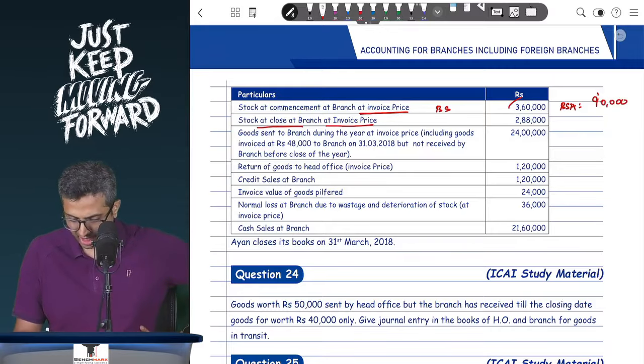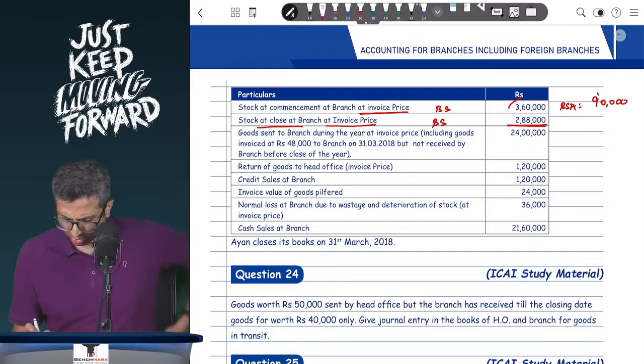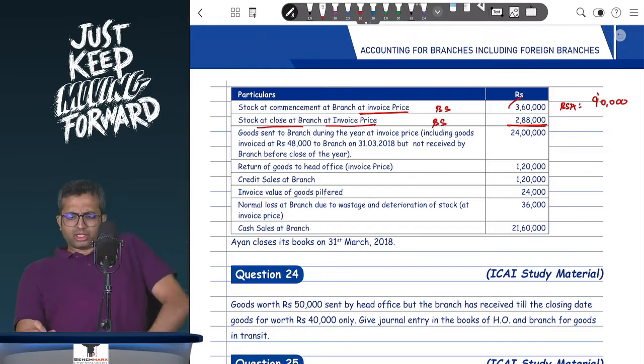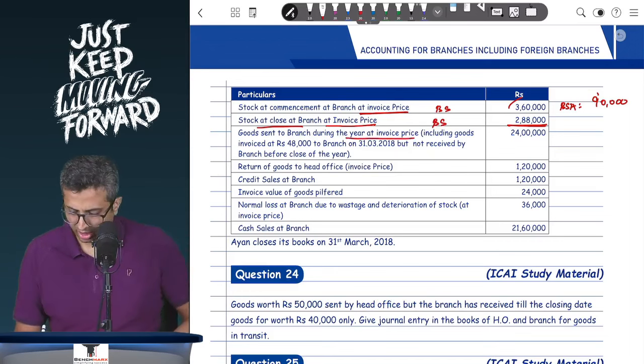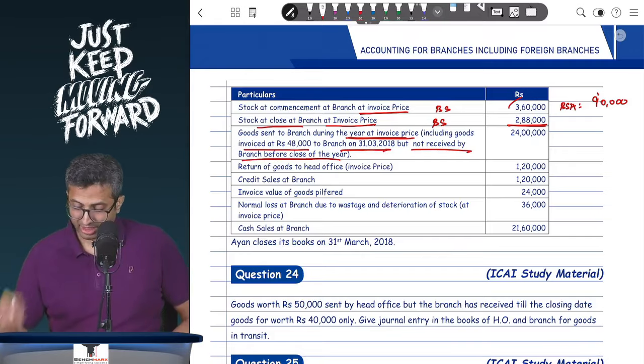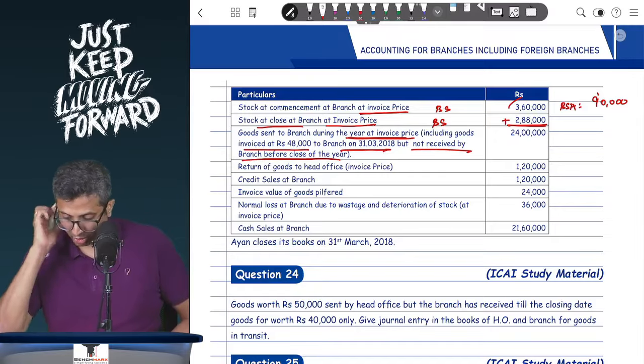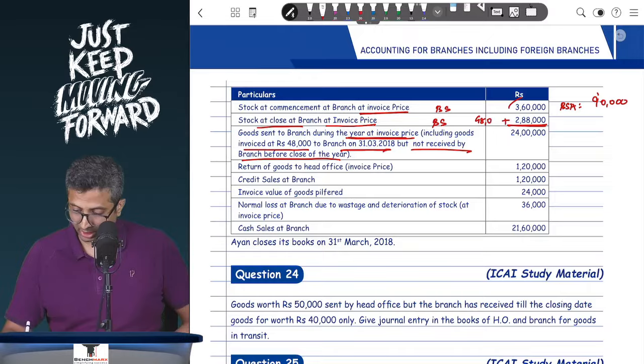Stock at close at invoice price is 2,88,000. This will also go to the branch stock account. Other than that, you will have goods sent to branch during the year at invoice price, including goods invoiced at 48,000 on 31st March but not yet received before the close of the year. So by the end of the year, there will also be goods in transit amounting to 48,000, and hence 2,88,000 plus 48,000 comes to 336, which will be the closing stock, divided by 4, and hence I believe 84,000 will be your closing loading in the branch stock adjustment.